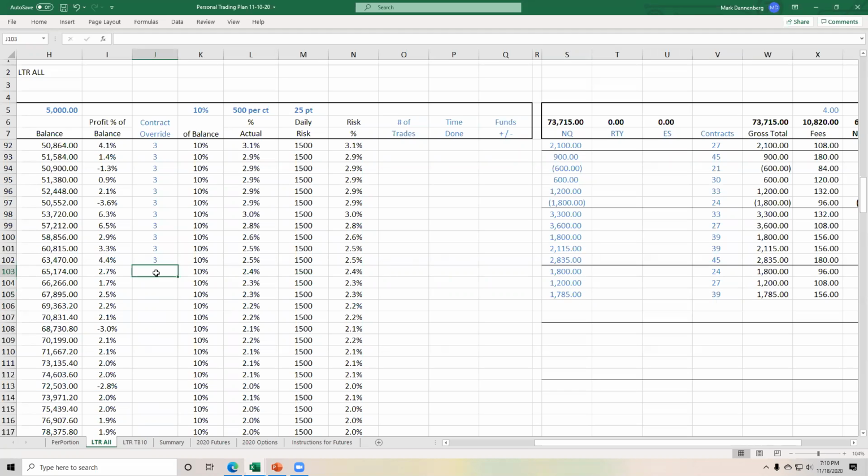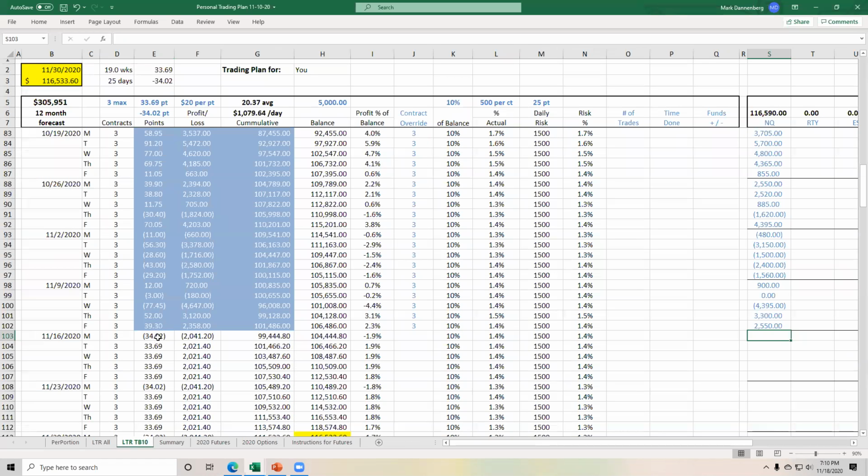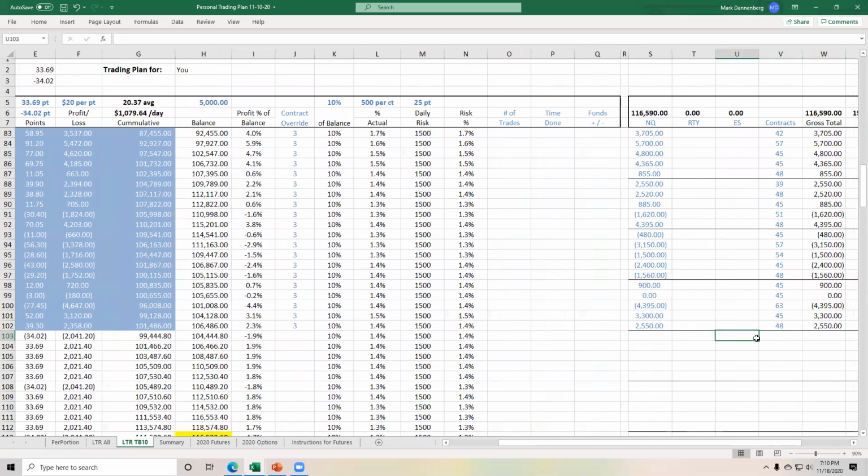Okay, I'm going to lock in the contract count for our actuals here. And I'm going to jump over to our other category and I'm going to plug in our performance, and then I'll talk about projections and how to evaluate that. So we lost 6 points at $20 a point and 3 contracts, so minus $360. And we did 15 trades, 3 contracts per trade, so that's 45 contracts.